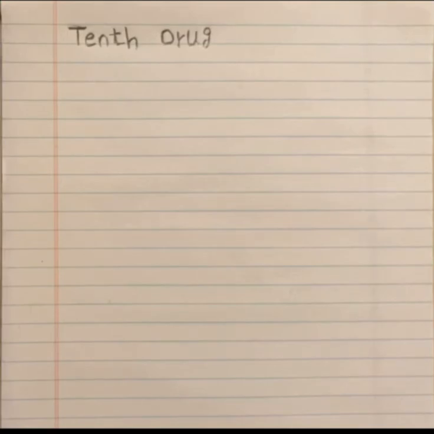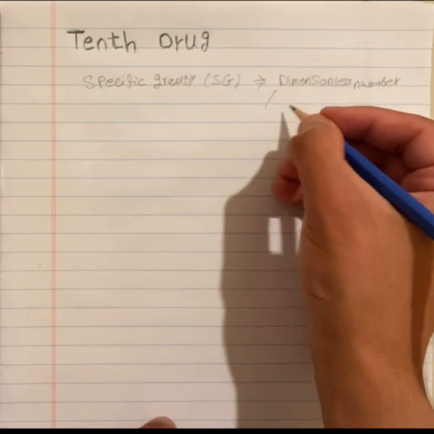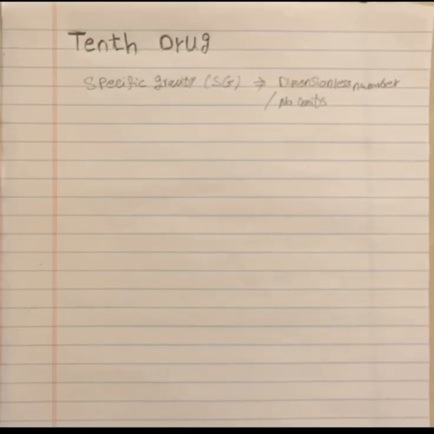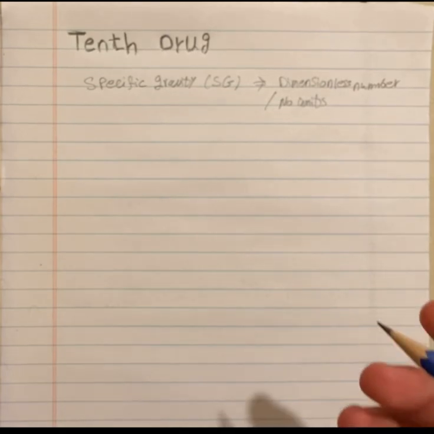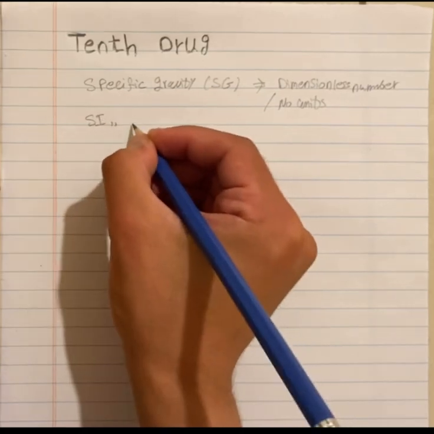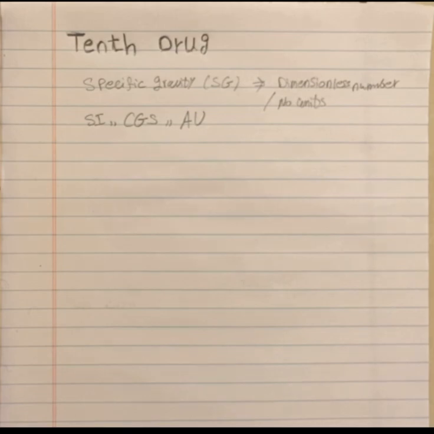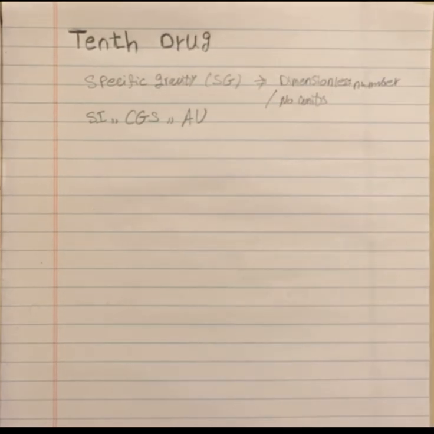I'll start this video by stating that specific gravity, the one that I discussed before in the previous video, is dimensionless, or has no units. Unlike the variables that I'm going to discuss, which have units, and the units could be, as we discussed before, SI units, CGS units, or the American system. It's not gold or silver.